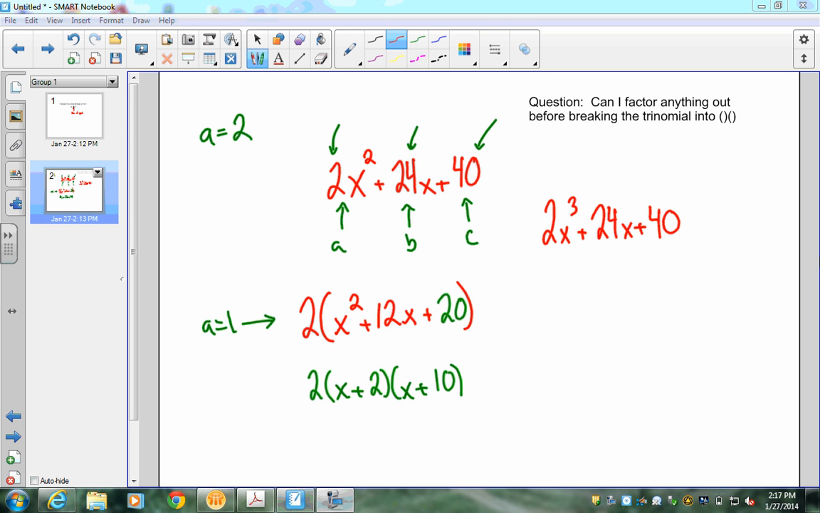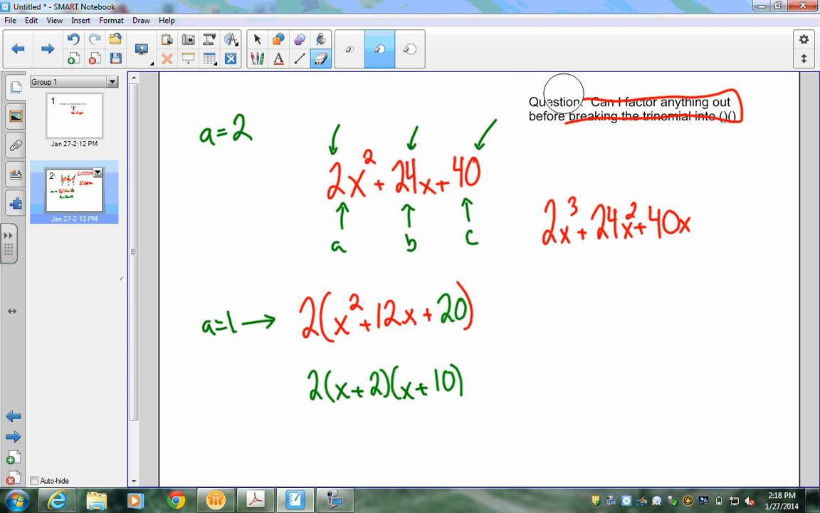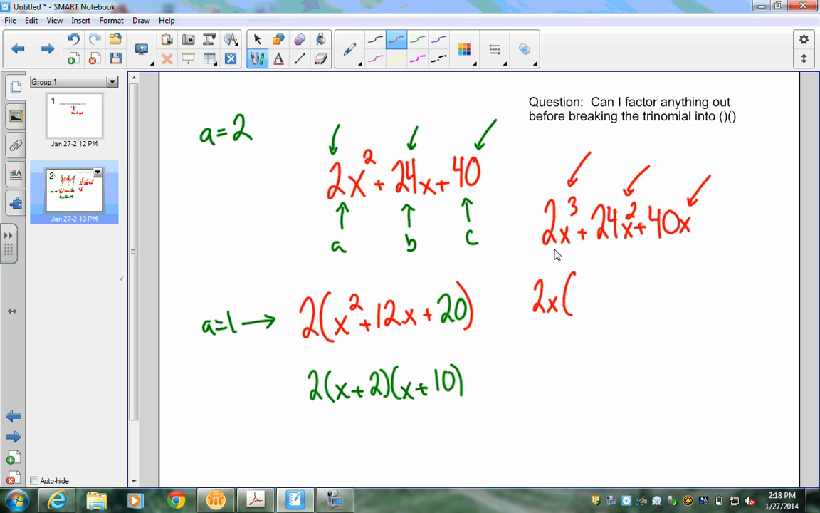Here's our next example where you have 2x to the third power plus 24x, that should be squared, plus 40x. I'm making mistakes all the time. All right, here we go. Okay, so once again our question: can I factor anything out before breaking the trinomial into parentheses? Yes, I can. I can factor out a 2x because each part of the trinomial has an x attached to it, so you can get rid of the x, and the 2, the 24, and the 40 are all divisible by 2. So that becomes x squared plus 12x plus 20. And then from here, you follow the same rules as before.